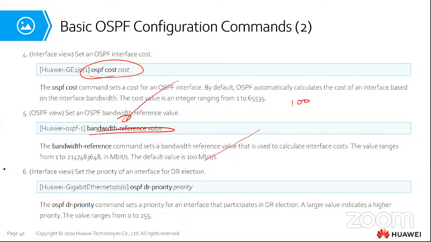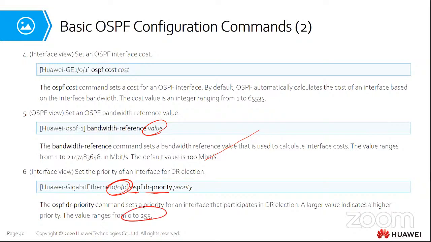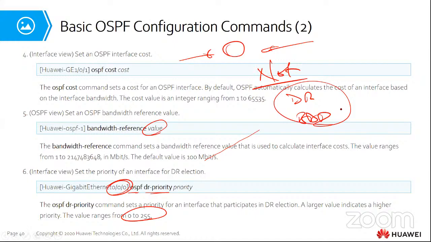You can manipulate it if you want OSPF to have more realistic costs for your interfaces, using the bandwidth reference command and specifying a value. You can use the OSPF designated router priority command at interface level to specify the designated router priority, which ranges from 0 to 255. Now listen to this. If the designated router priority of a certain router at a certain interface is set to 0, that router does not participate in DR or BDR election. Is that clear? Perfect.